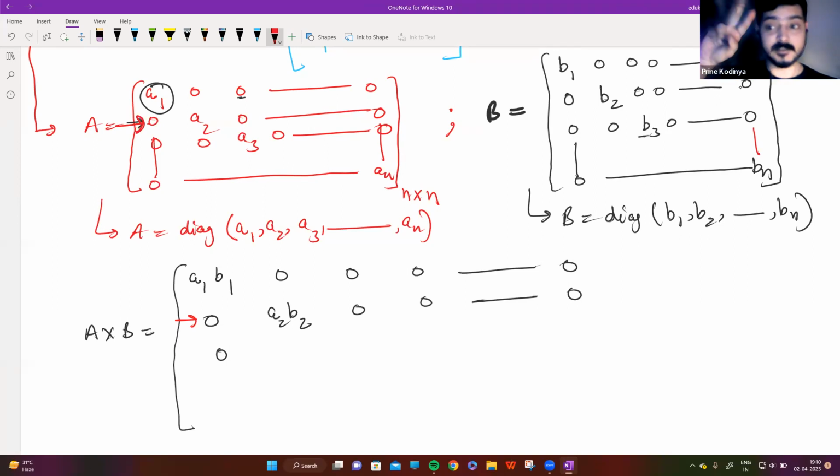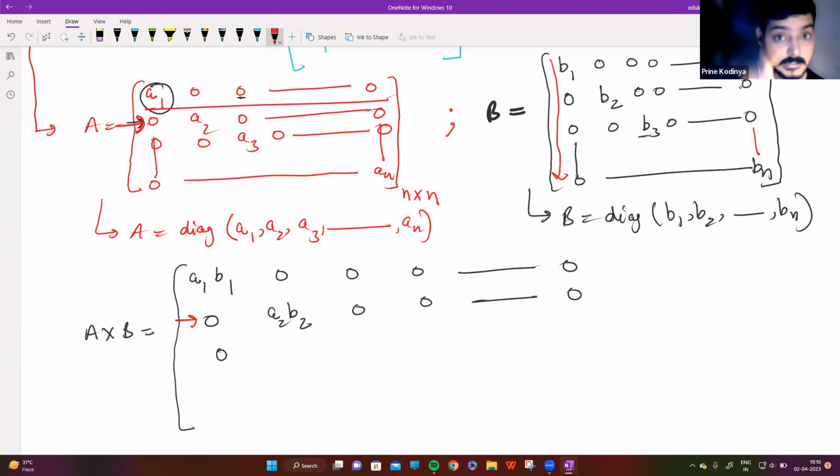The second multiplication gives you value A2B2. The first multiplication is 0, and all the other multiplications after the second are also 0. There will be n multiplications each time, if you figure it out, because there are n elements. So when the first row gets multiplied with the first column, there will be n multiplications: first element, second, third, right? When you multiply the second row with the second column, you have n multiplications, but only the second multiplication gives you value A2, B2. Otherwise, all the other multiplications give you value 0.